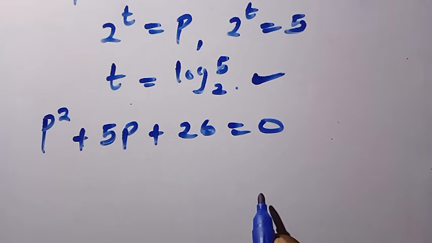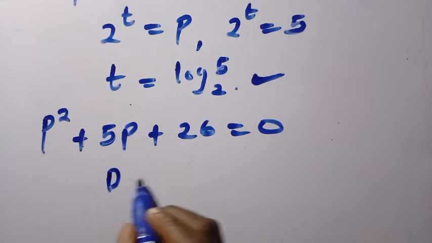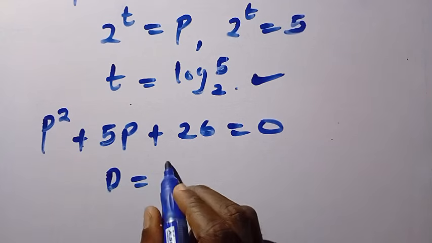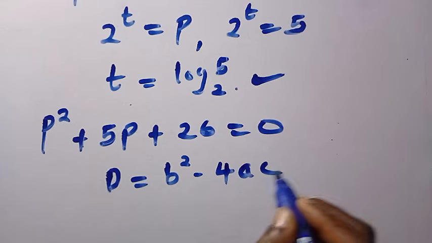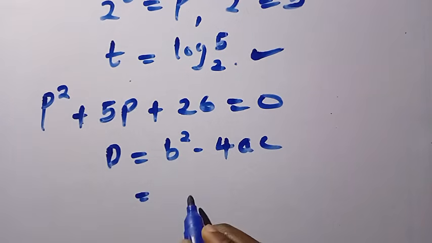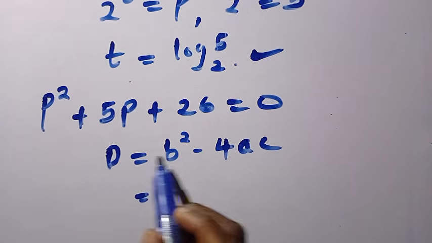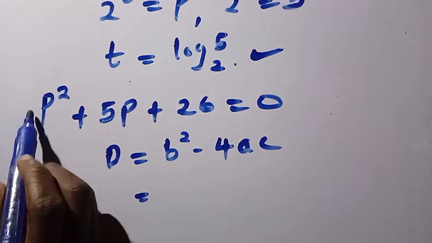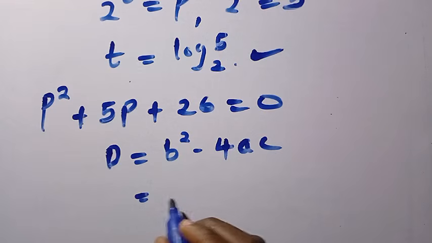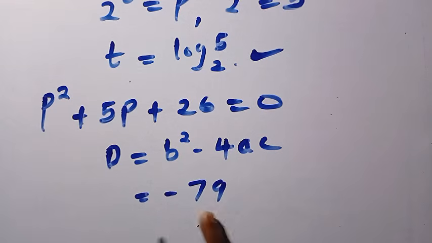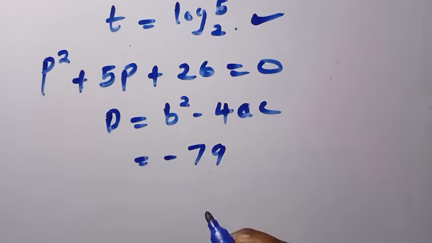So here is a quadratic, and if you want to obtain the discriminant, it is given as b^2 - 4ac. B is 5, a is the coefficient of p^2, and c is this. When we plug everything in, we get -79. That is the value of the discriminant.